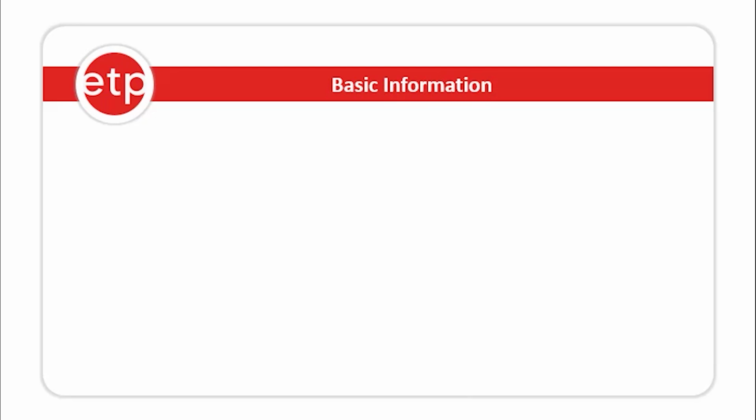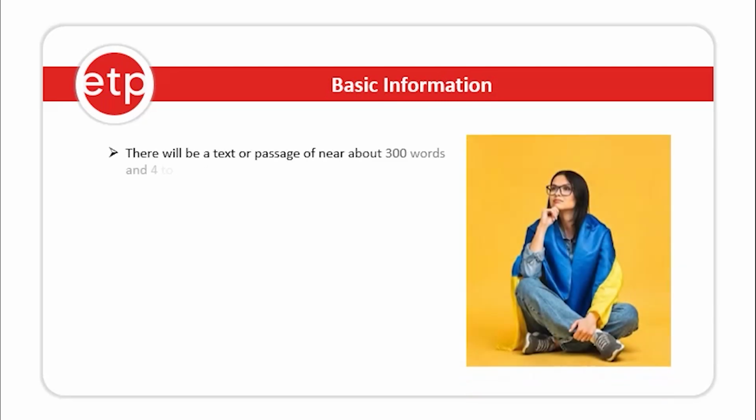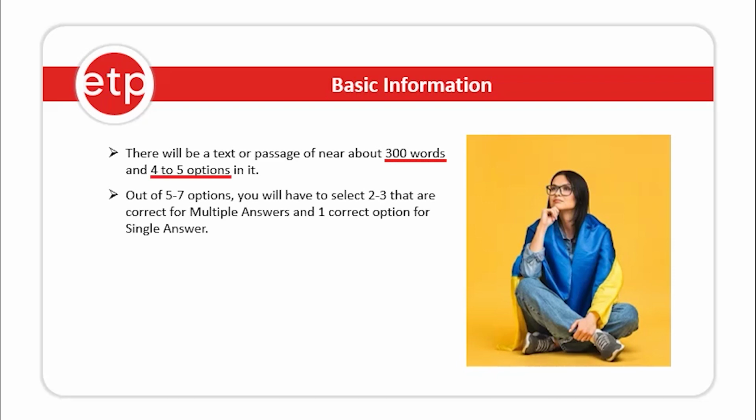Now we need to know some information about the task before going to the examples. Firstly, there will be a text or passage of about 300 words and 5 to 7 options. Out of the options, you will have to select 2 or 3 correct ones for multiple answers and 1 correct option for single answer.